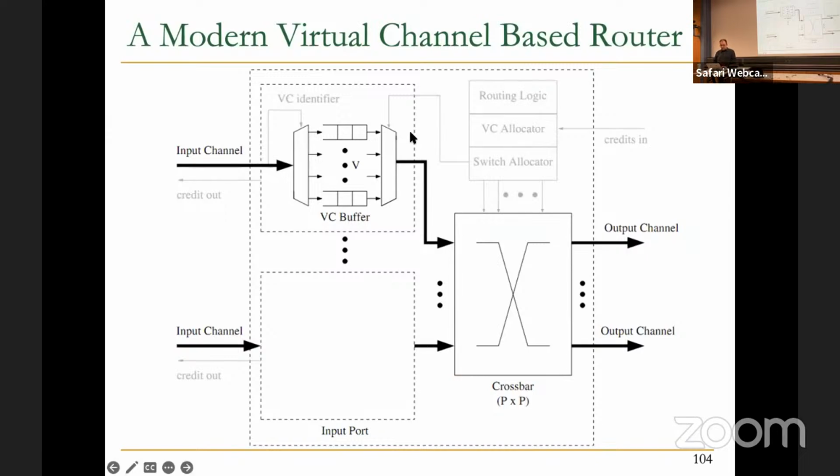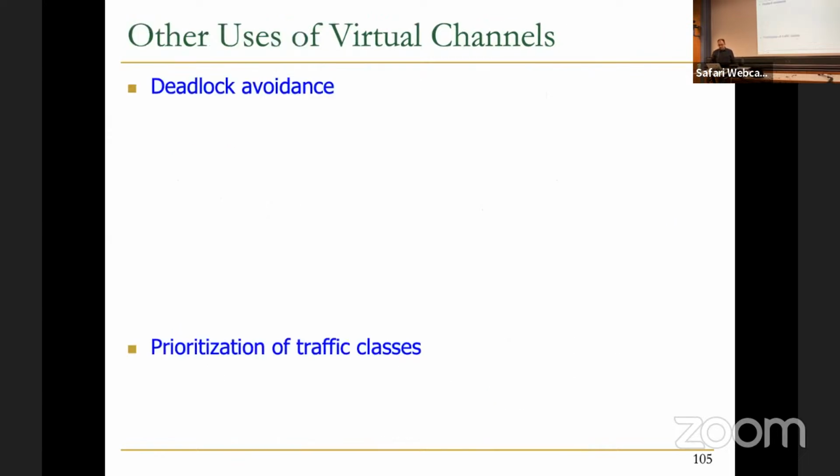And this is a modern virtual channel-based router, where every input channel is demultiplexed across different virtual channels. Then you have a multiplexer that selects one of these virtual channels to go through the crossbar, essentially. It's a virtual channel-based router in a 2D mesh.